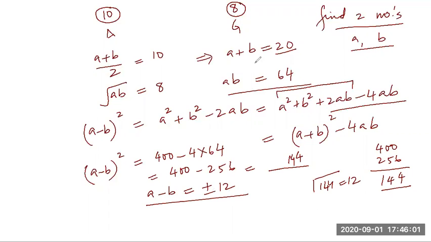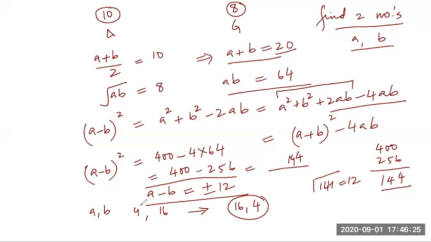Solving this, now you've got a plus b is 20 and a minus b is plus minus 12. First you take plus 12 and then find the values for a and b. Then you take minus 12 and find the values of a and b. You'll get a and b values as 4 and 16. Or in the other case, when you take minus 12, you get the opposite, 16 and 4, meaning the same thing. So the two numbers we wanted to find are 16 and 4.